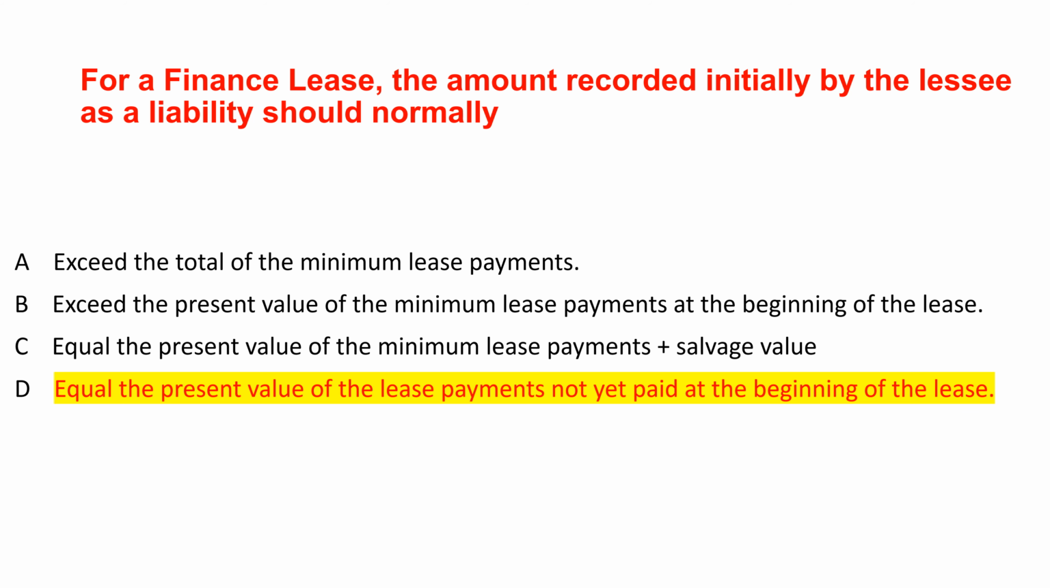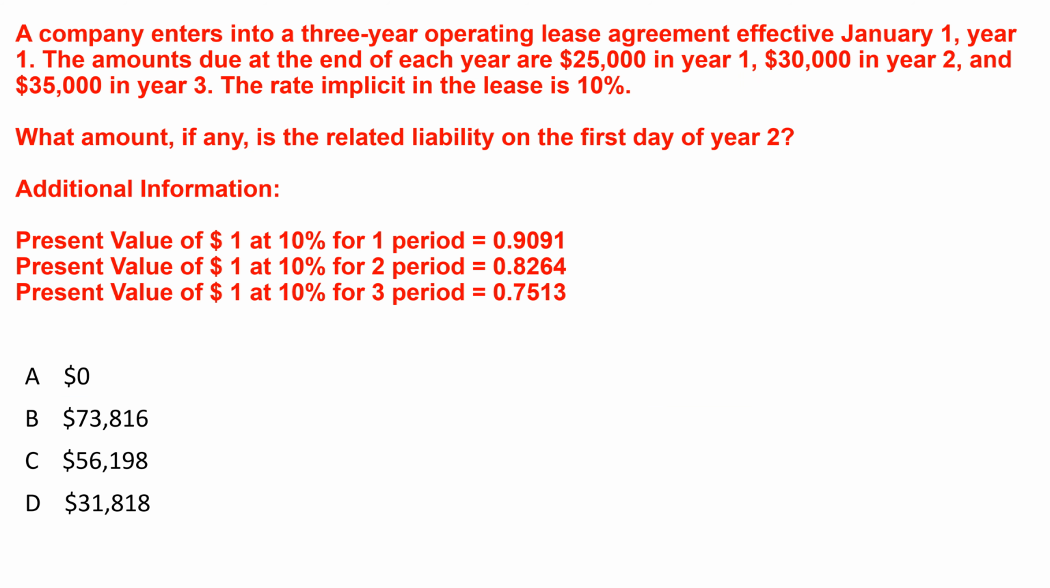Next question. A company enters into a 3-year operating lease agreement effective January 1st, year 1. The amounts due at the end of each year are $25,000 in year 1, $30,000 in year 2, and $35,000 in year 3. The rate implicit in the lease is 10%. What amount, if any, is the related liability on the first day of year 2? Below is additional information showing the present values.